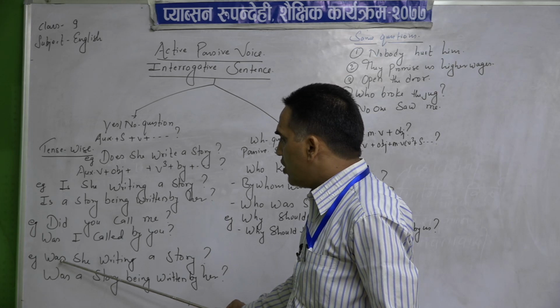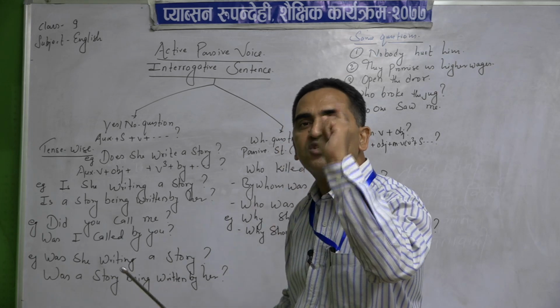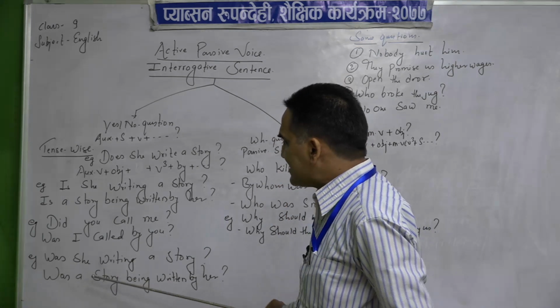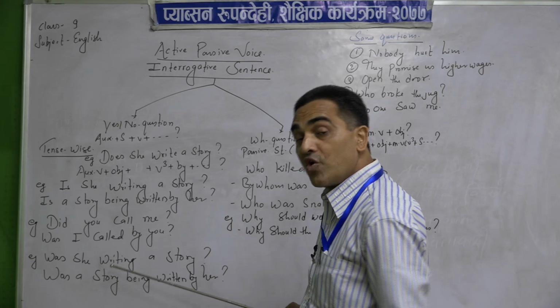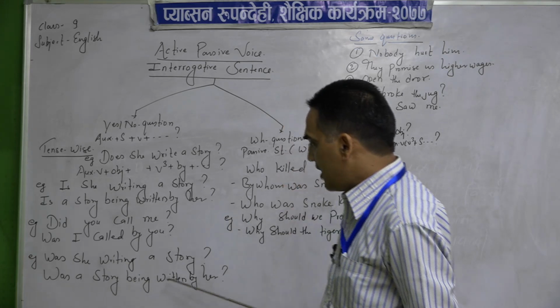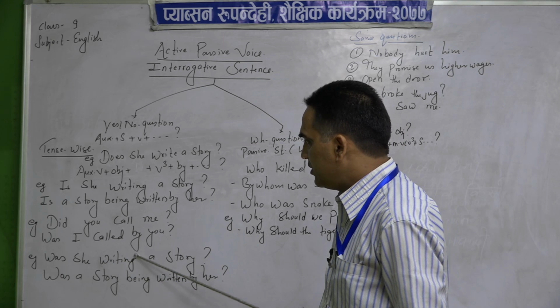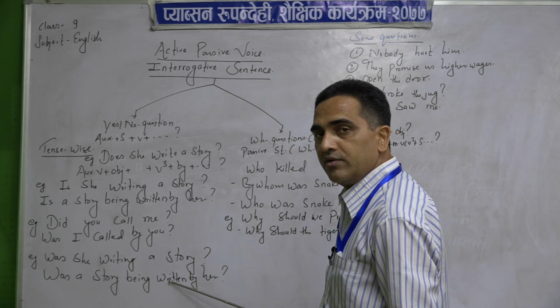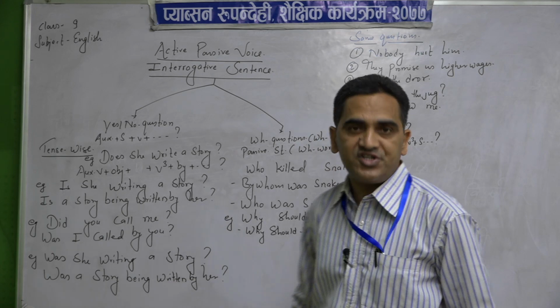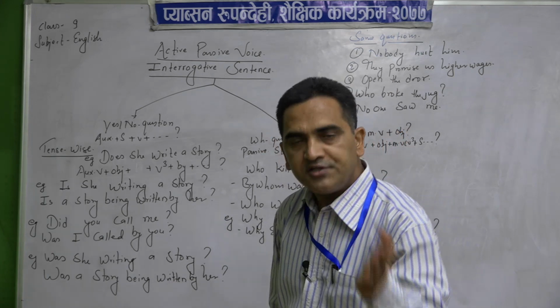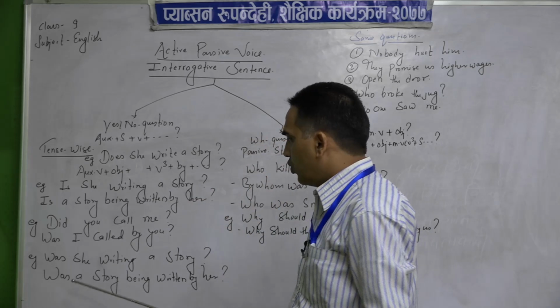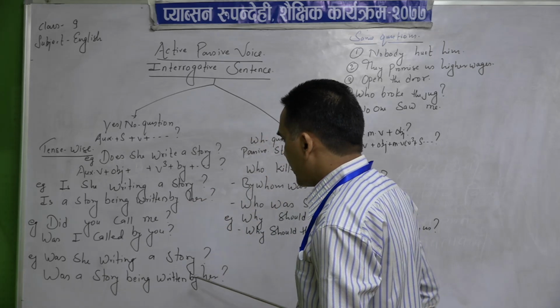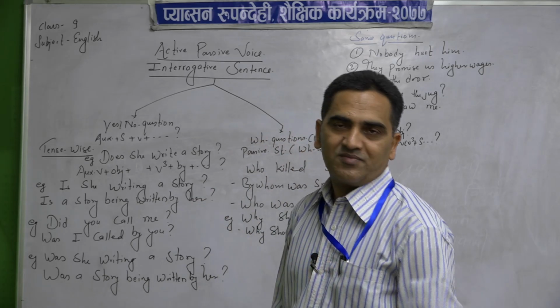Just like, was she writing a story? Story means one story. So, was a story being, because it is continuous, that's why being is used. And V3: the main verb is writing, so this should be written in the third form, the past participle. Write, wrote, written. So, was a story being written by her? Now it is passive. Okay.